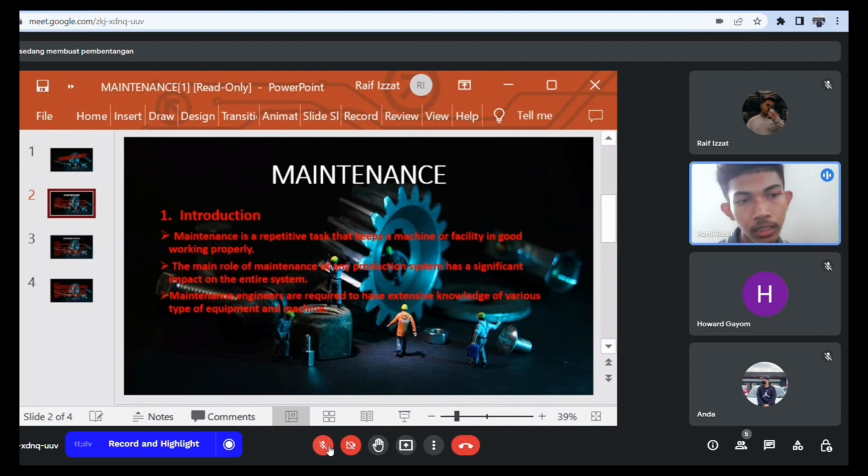Therefore, maintenance engineers should have intensive knowledge and experience of various types of equipment and machines. Next slide.